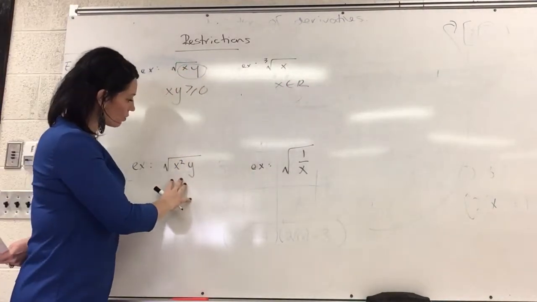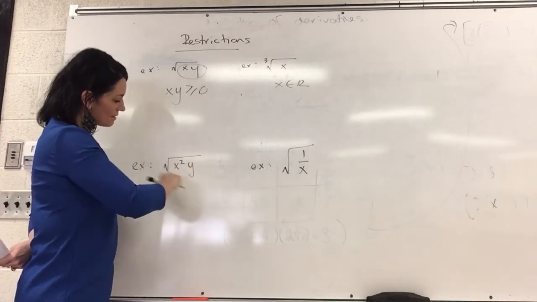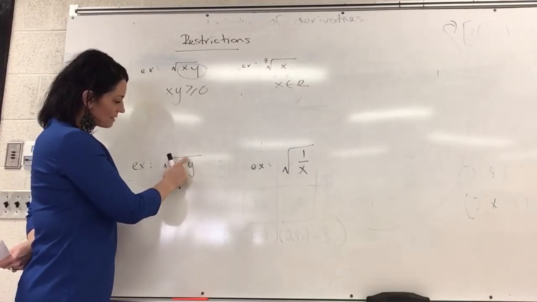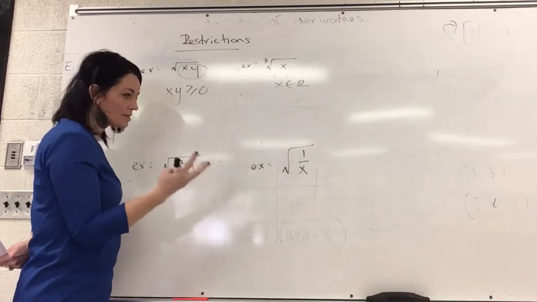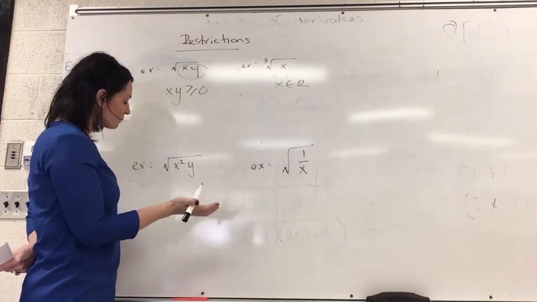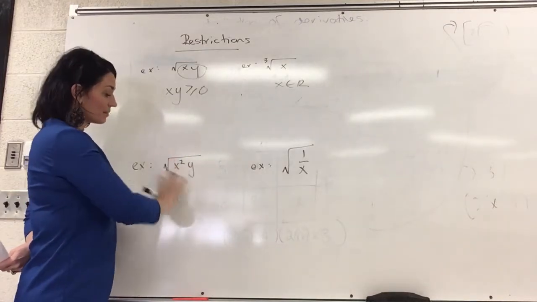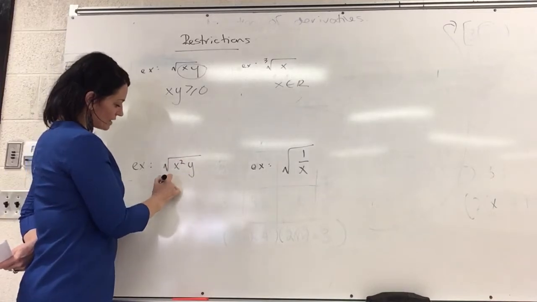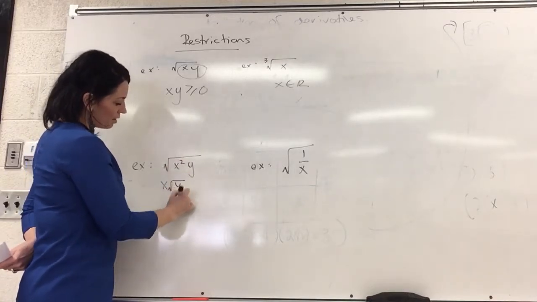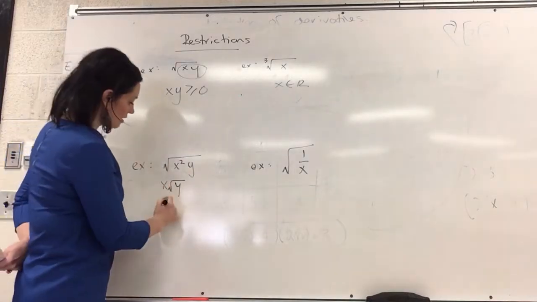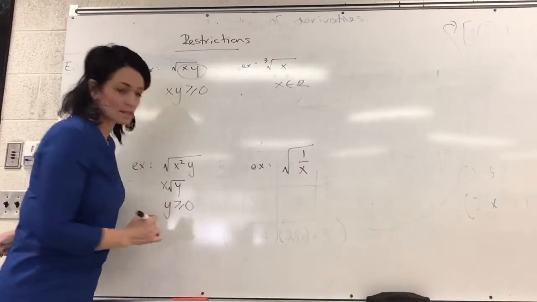Right here, x squared y. So everything underneath here has to be positive. Well, x squared, it doesn't matter what we plug in for x, it's going to be positive because we end up squaring it. So we could actually simplify this radical first and bring this guy outside, and we end up with x root y. So then the restriction here is just that y has to be greater than or equal to 0.